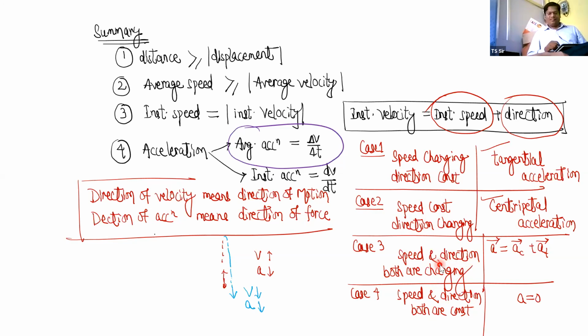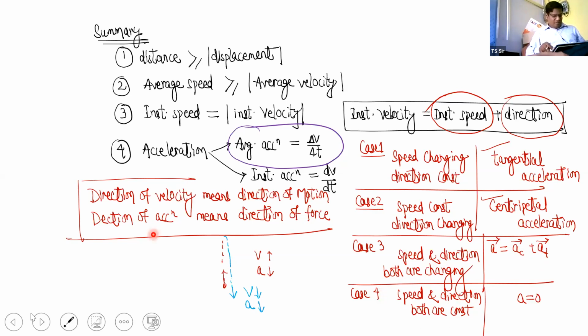Then speed and direction both change. Example where speed and direction both change: non-uniform circular motion. There we have centripetal acceleration because direction is changing, and tangential acceleration because speed is changing, and total acceleration we can get by vector addition. Acceleration is a vector quantity, so to find total acceleration we need to do vector addition. Only when speed and direction both are constant, we say acceleration is 0. So these things I mentioned to you yesterday.